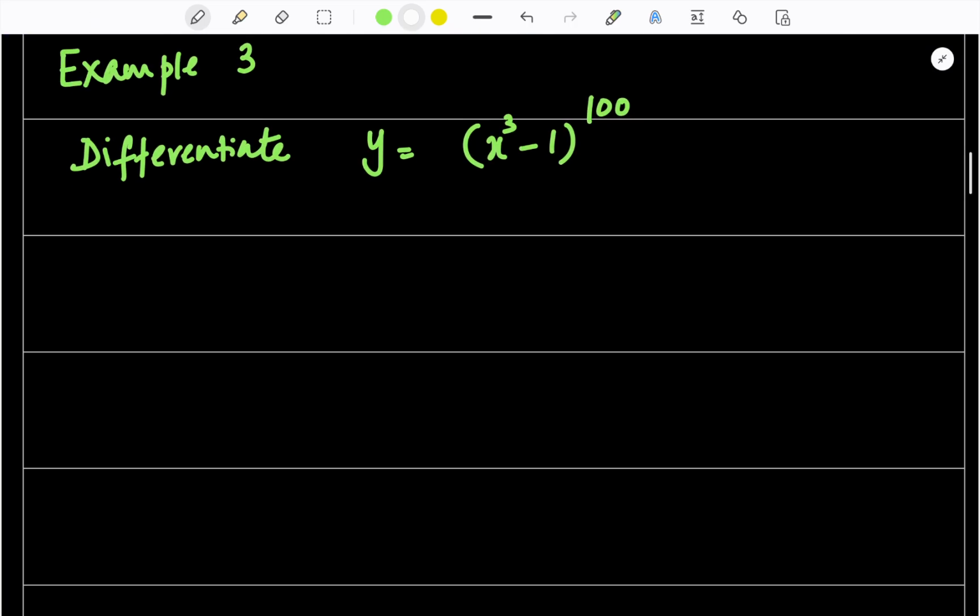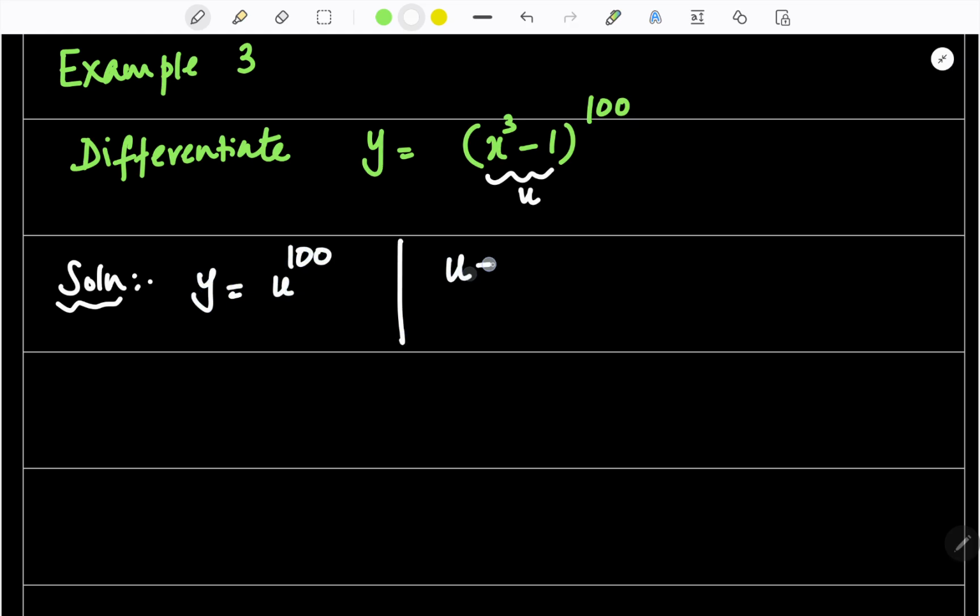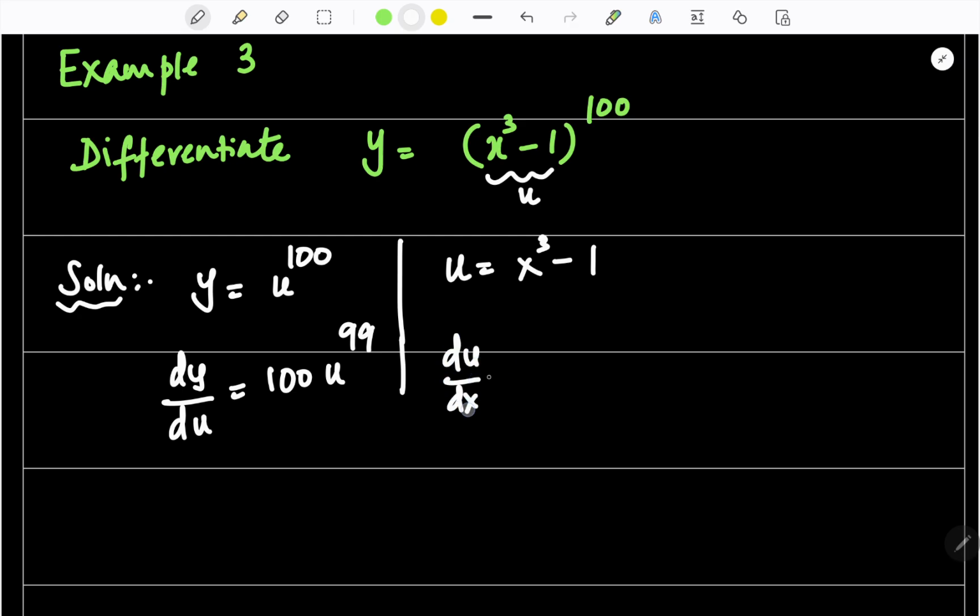Nice question. (x cube minus 1) to the power of 100. So let us go to the solution. Right. So let me call this as u, right? y is equal to u to the power of 100, and u is equal to what? x to the cube minus 1. Right. Okay. So y differentiated with respect to what? u. So 100 u to the power of 99. Why 99? 100 minus 1. And du divided by dx.